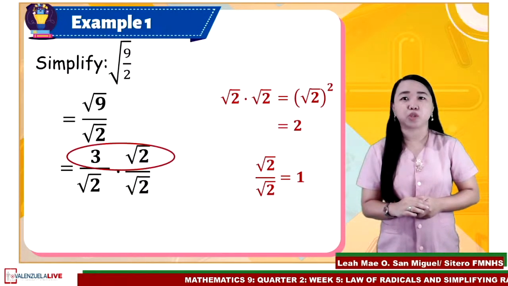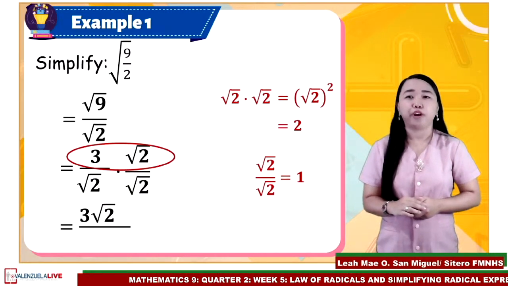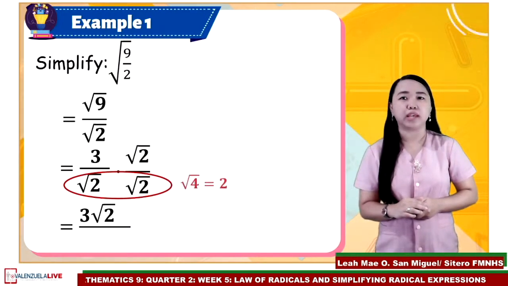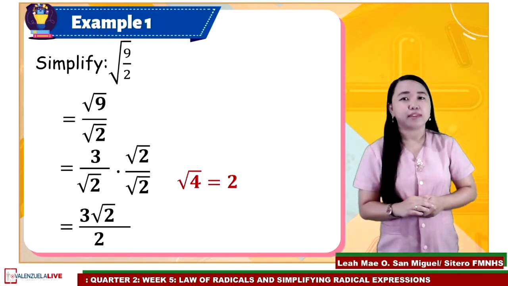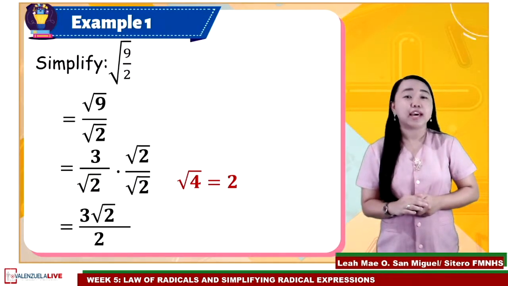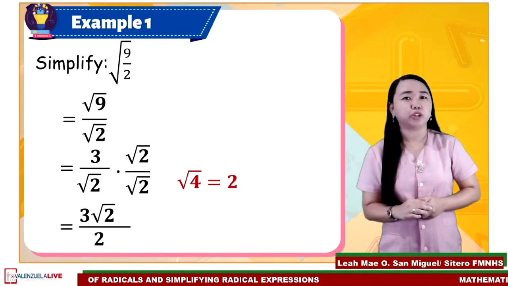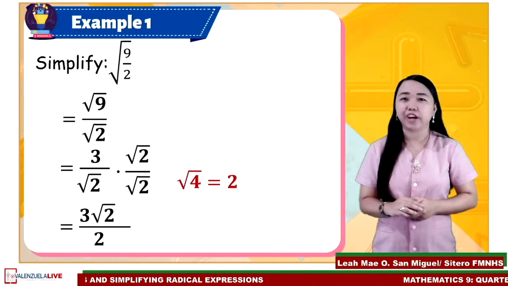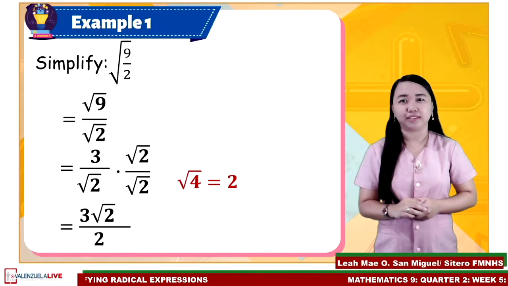For this, multiply the numerator. 3 times square root of 2 is 3 square root of 2. For the denominator, square root of 2 times square root of 2 is square root of 4. And square root of 4 is 2. Therefore, the simplified form after rationalizing is 3 square root of 2 over 2. It doesn't matter when the numerator has a radical.